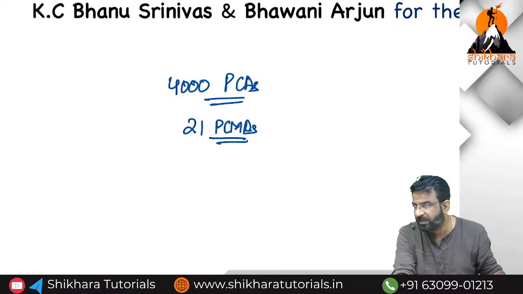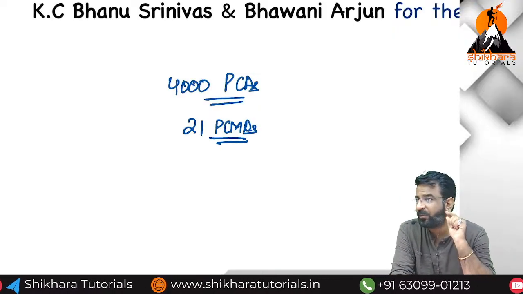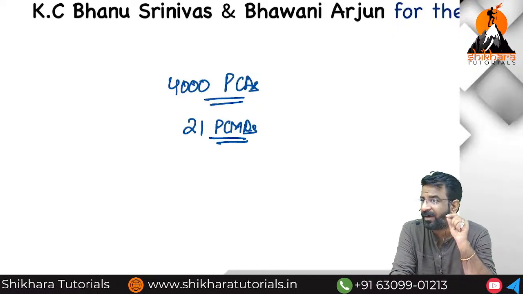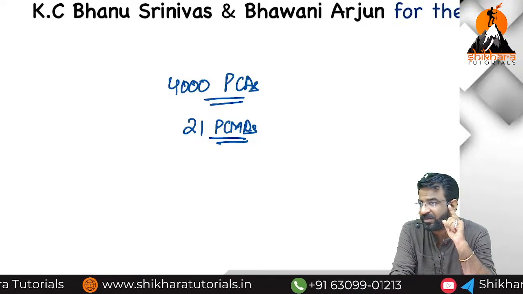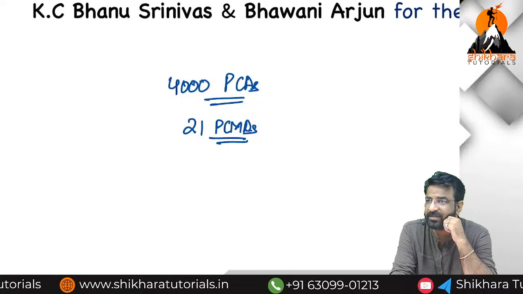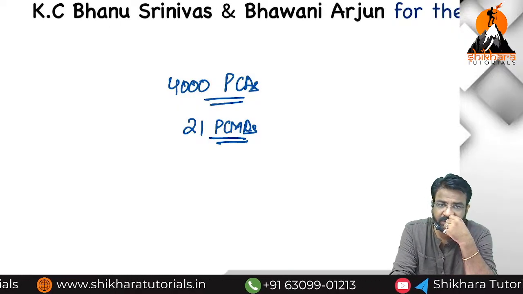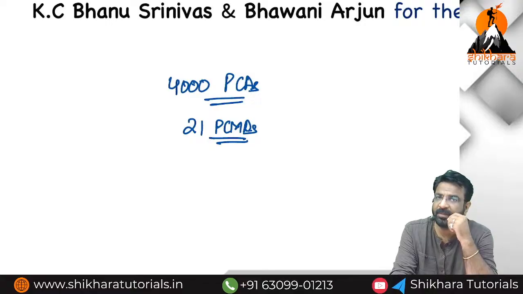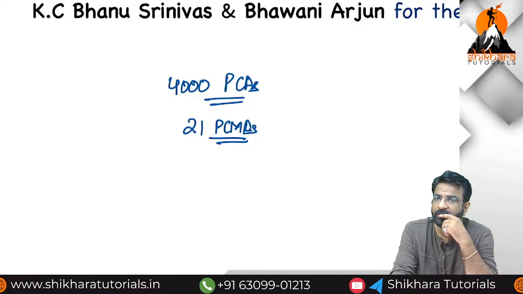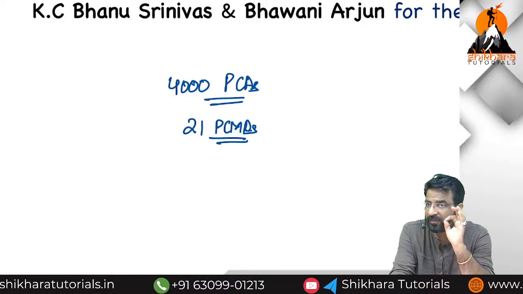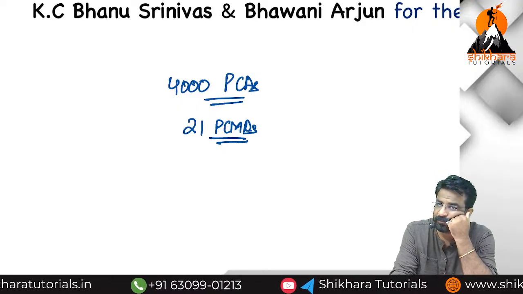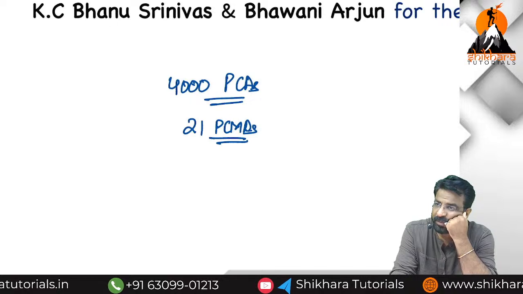That's the reason it will be very difficult for you to find an articleship under a practicing CMA. You generally end up doing articleship under a CA. Reason being, who is more in practice? Who is less in practice? Okay. So look at that, 4,000 practicing CAs versus 21 practicing CMAs. Did you get the point?